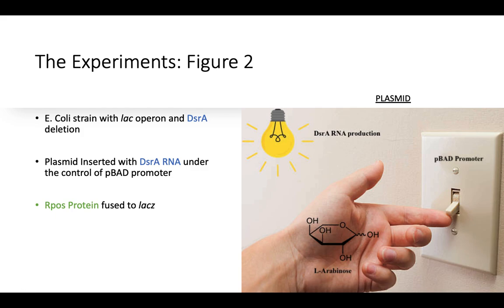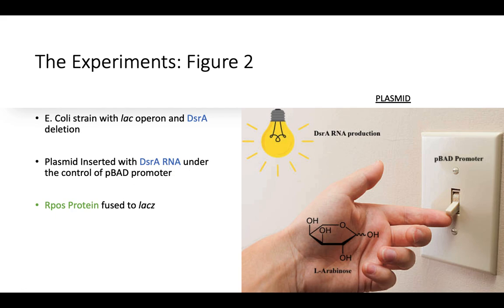and go over our experimental setup. Now, our E. coli that we use in these experiments are going to have their natural lac operon deleted, and they're going to have their natural DsrA deleted. So what we're going to do is we're going to take that lac operon and we're going to fuse it over here to the rpoS gene. We're also going to insert a plasmid into our E. coli, and that is going to have DsrA under the control of the PBAD promoter.